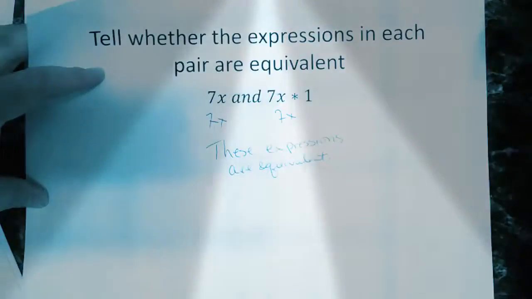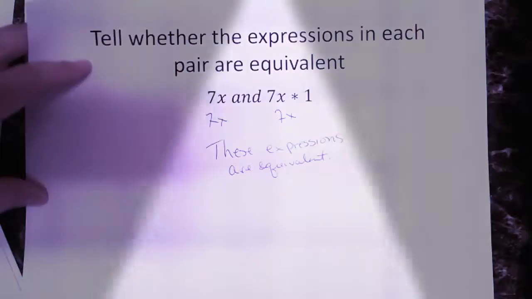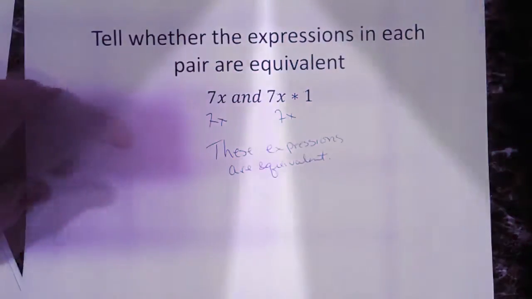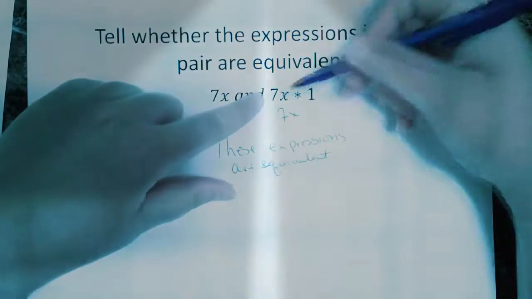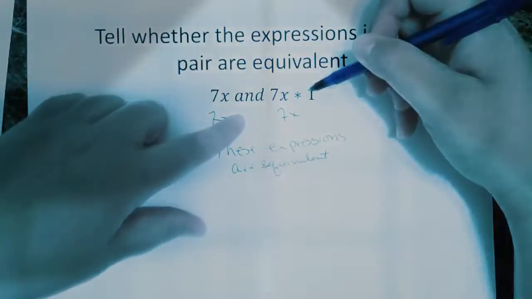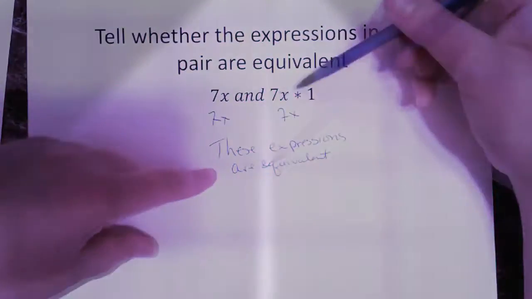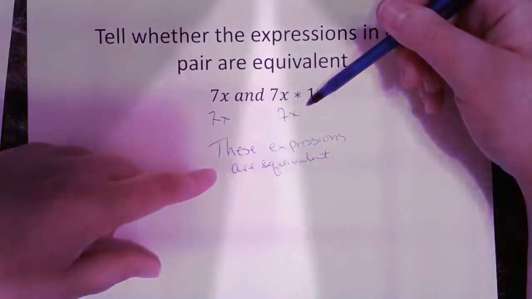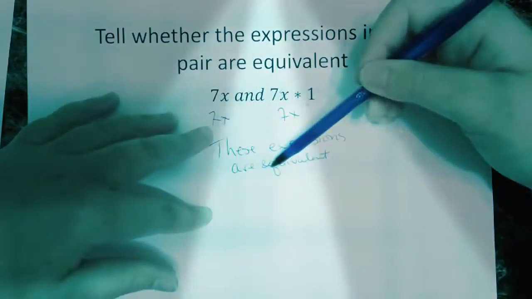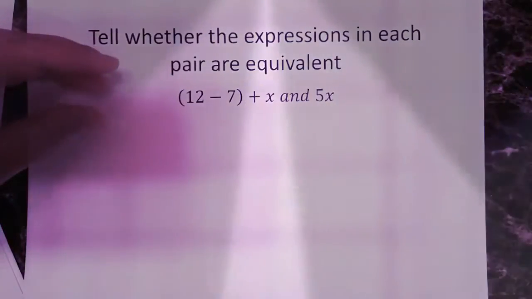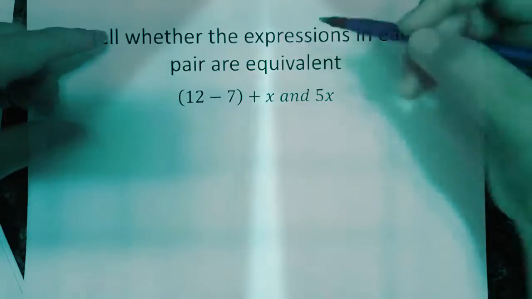I will give you extra credit on your homework if you can tell me why they're equivalent. So if you can tell me, hey, look, 7x times 1 is the identity property of multiplication, and you write that out, you can say 7 times x times 1 is the identity property of multiplication, and that's why these guys are equivalent, then I will give you extra credit. Okay, that includes that one.